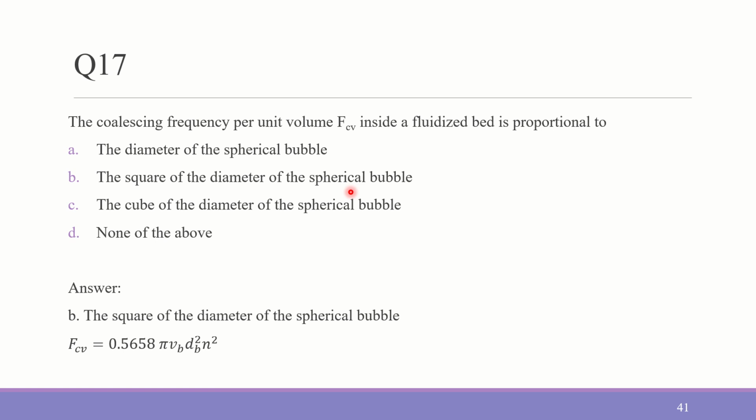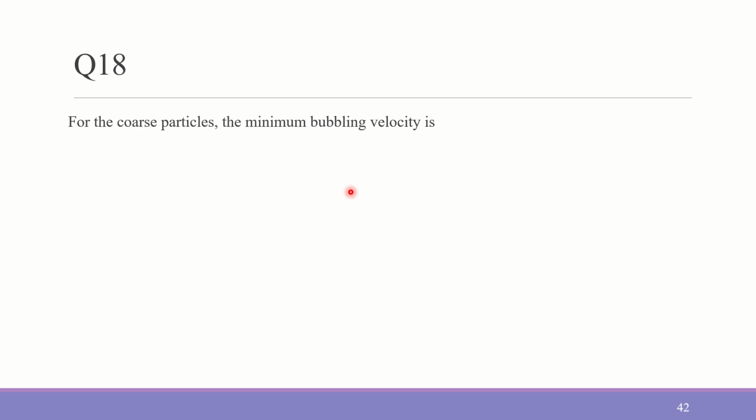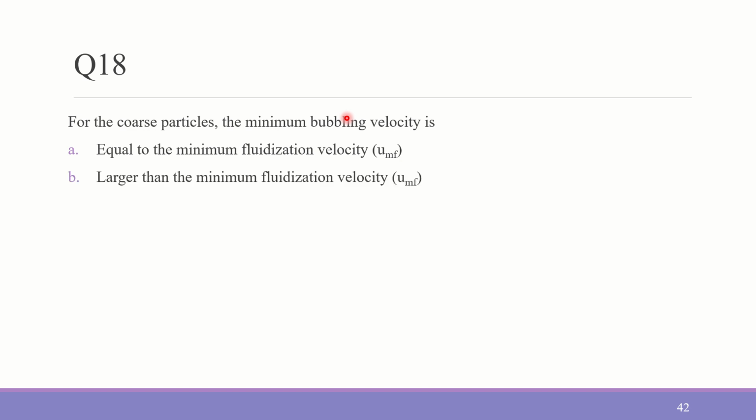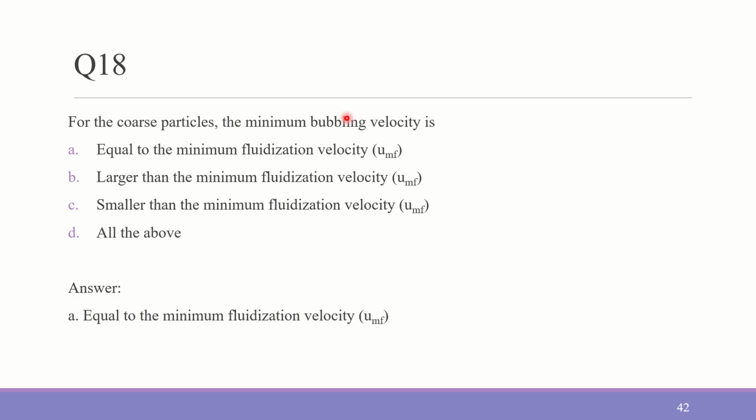Now let us go to question 18. It is asked that for coarse particles, the minimum bubbling velocity is dash: equal to minimum fluidization velocity, larger than minimum fluidization velocity, smaller than minimum fluidization velocity, or all the above. For finer size particles, we have seen that the minimum bubbling velocity is larger than the minimum fluidization velocity. So how is it related to coarser size particles? I guess it is equal to the minimum fluidization velocity. Option A is the right answer.